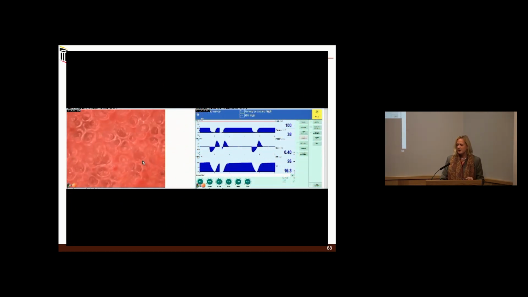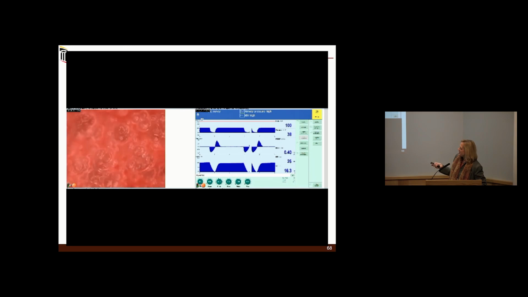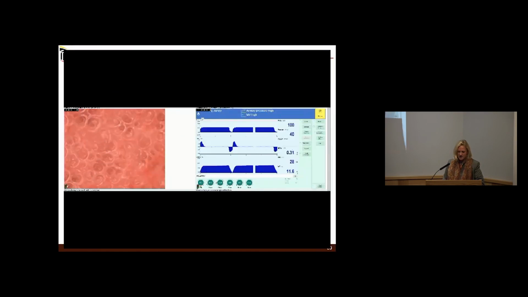So here are just the videos. This is at 10%, and you can see the difference. Let's see if it'll play again. Yeah, so the difference in CPAP to release: a lot of loss in lung volume.